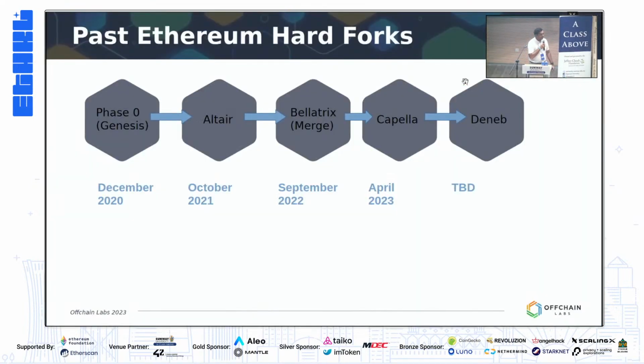So this is a small history of hard forks in the consensus layer. In December 2020, we had phase 0, which is the Beacon chain genesis. That is when the deposit contract was deployed. You had all the validator deposits go in, and the Beacon chain finally launched. In October 2021, you had Altair, which was the next hard fork. So this actually brought in light client support for Ethereum.